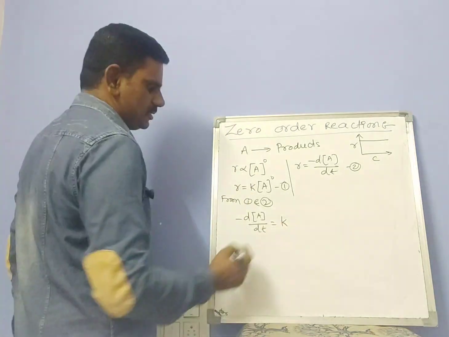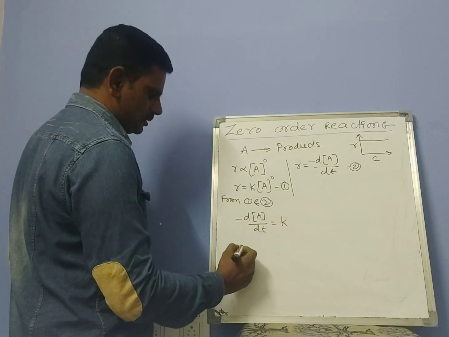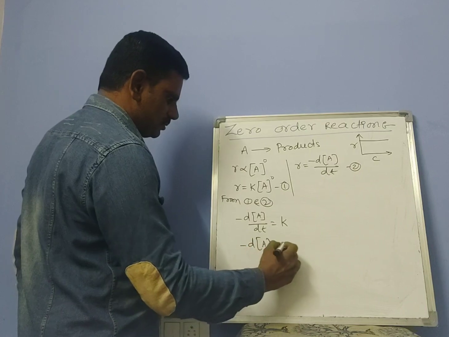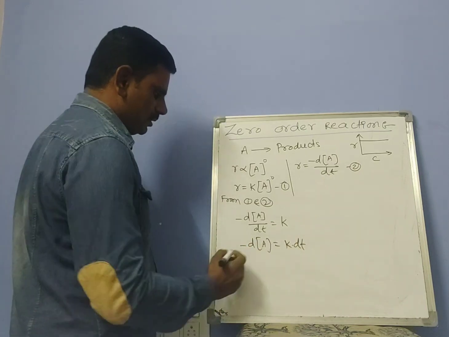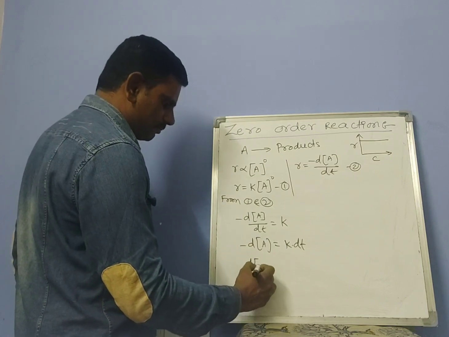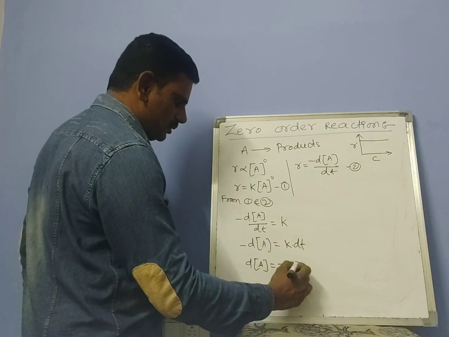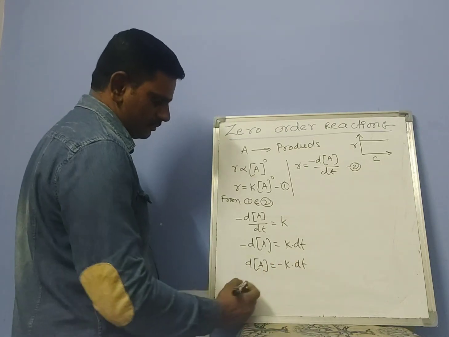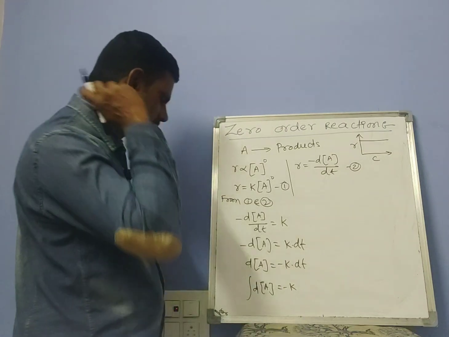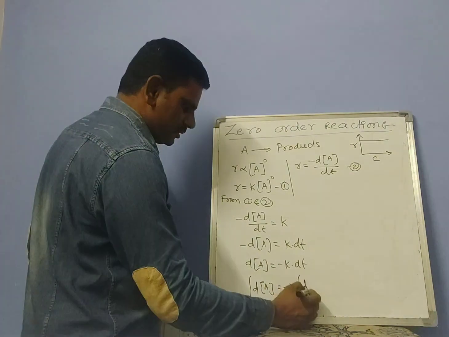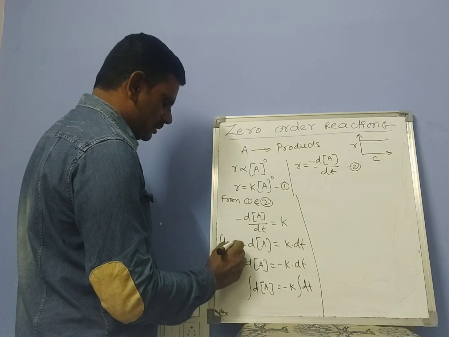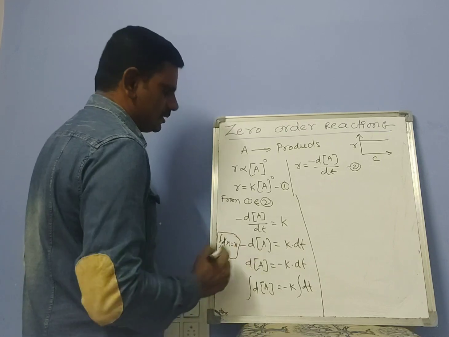In some books they may write K0 also. So dt when it comes towards the K side, minus dA is equal to K into dt. When we multiply the equation by minus, we get dA is equal to minus K into dt. When we integrate this equation, integration of dA is equal to minus K, which is a constant, it does not integrate, into integration of dt. So you know integration of dx equals to what? x.